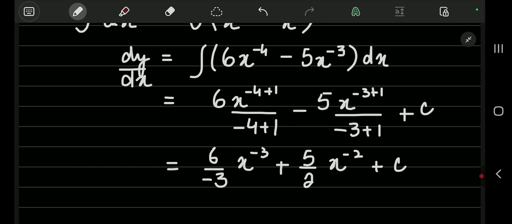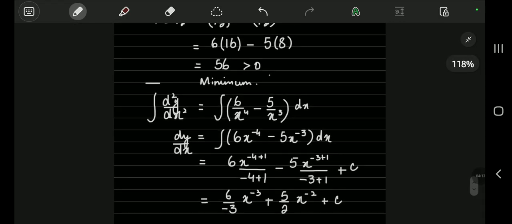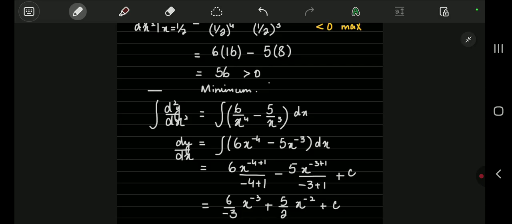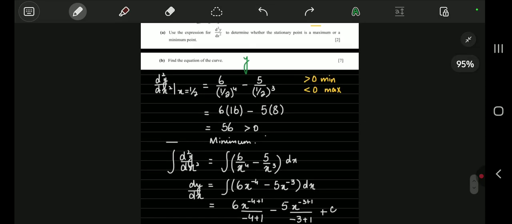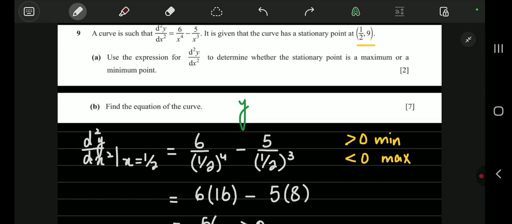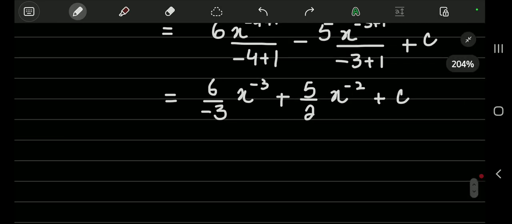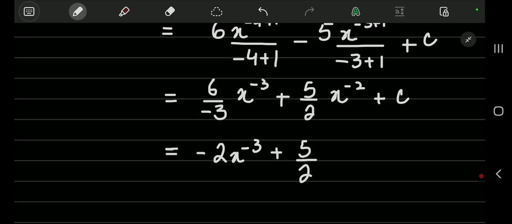Now, prior to integrating again to find the equation of the curve y, we have to find the constant of integration first. How can you find it? Is there any given condition that we can use? We are given that at this point (1/2, 9) there is a stationary point, so we know that at the stationary point dy by dx equals 0. So if we substitute the x coordinate of the stationary point and put this first derivative equal to 0, we can get the constant c.